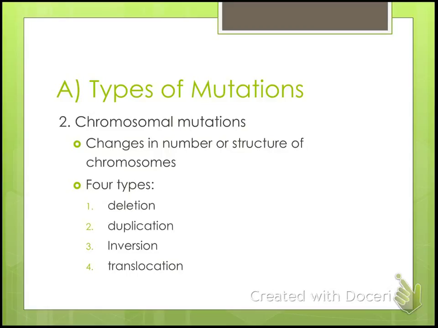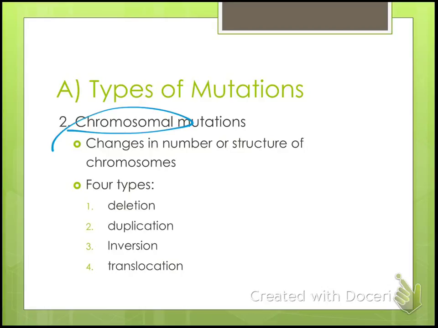Our second type of mutation is called chromosomal mutations. What happens in chromosomal mutations is that it's a change in a number or structure of the chromosome. A chromosome is the bigger entity of genes. We're not talking about a single base, but an entire chromosome at a time. Changes in an entire chromosome are more detrimental. It affects the individual, it affects the organism at a greater level.